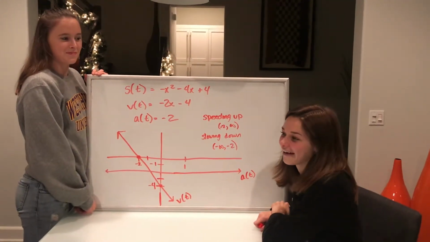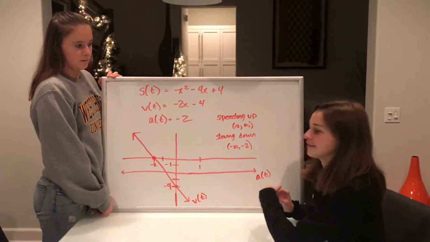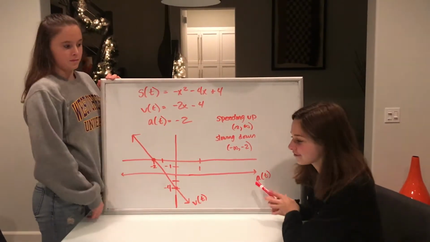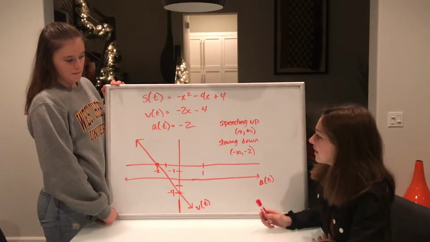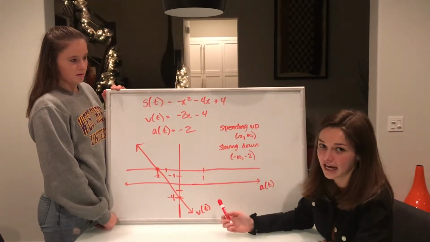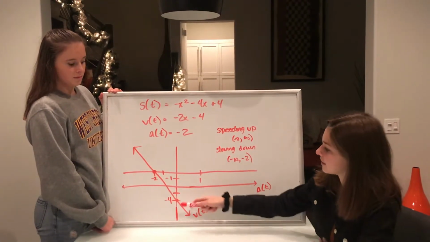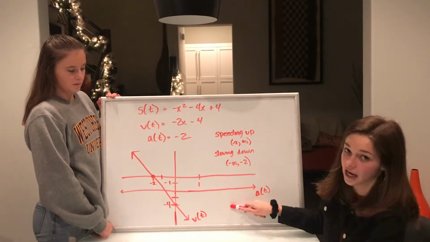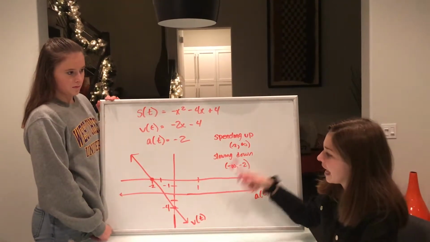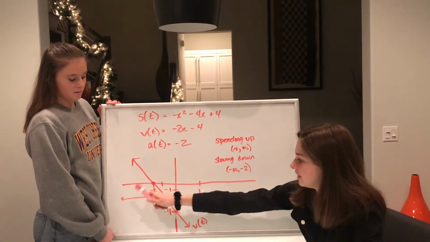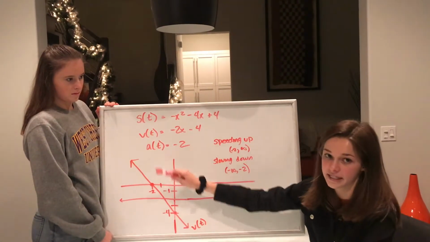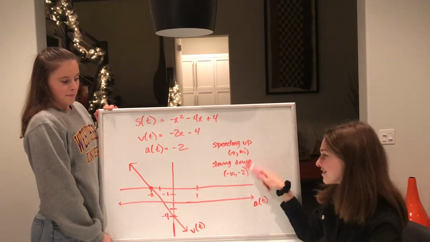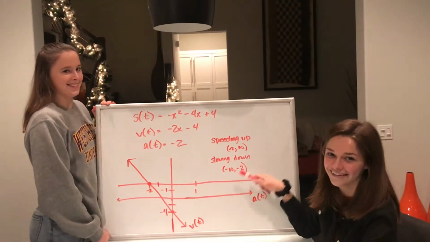Alright, so to find when it's speeding up or slowing down, you can graph both the velocity and acceleration equations, and then whenever they're on the same side of the x-axis, that's when it's speeding up. So in this case, from -2 to infinity, they're both below the x-axis, so it's speeding up then. And then from -infinity to -2, they're on opposite sides of the x-axis, so it is slowing down.